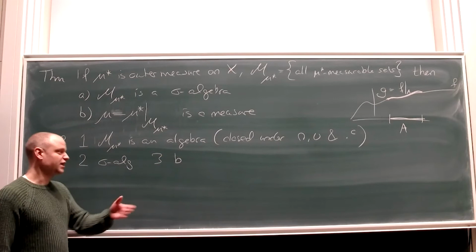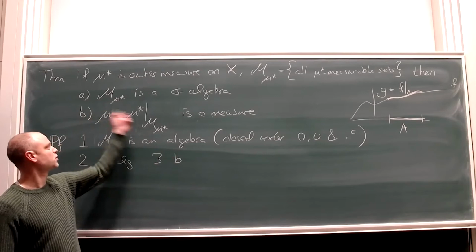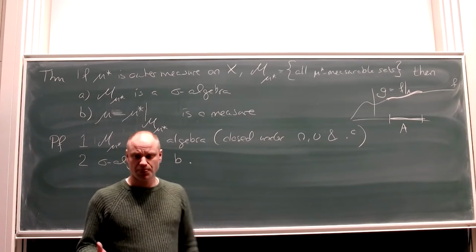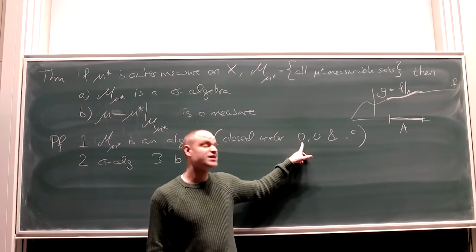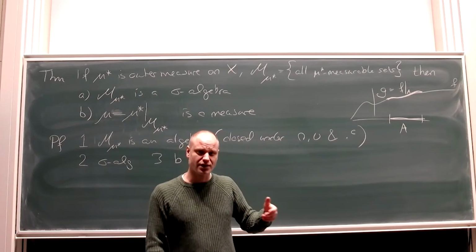So that's the idea of the proof. First, you prove that it's an algebra, then you prove it's a sigma algebra, and once you have that, you prove part B, that you get the measure. So proving that it is an algebra, there are three operations we have to prove we can do a finite number of times. So let's start with just intersection, and instead of thinking of a finite sequence of sets, which becomes complicated in our heads, let's just start with two.